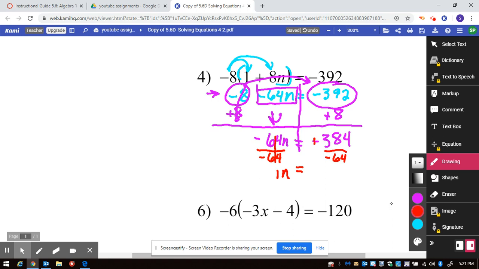A negative and a negative, that actually makes the answer positive. 384 divided by 64 is 6. So 1n equals +6 or n equals 6, however you prefer to write it.